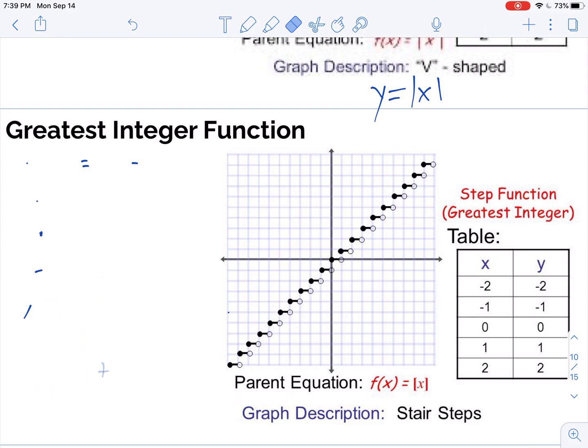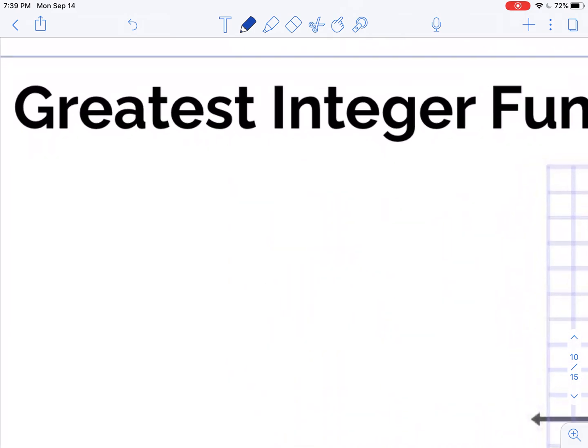You have this table here. The table doesn't do the world's greatest job of explaining all those decimal rules. That's why it's important that you take those notes on those decimal rules. If you miss them, make sure that you go back in the video, rewind, and write those down. The graph description is stair steps. Writing the domain for this is kind of weird, so I'm just going to write out the domain.